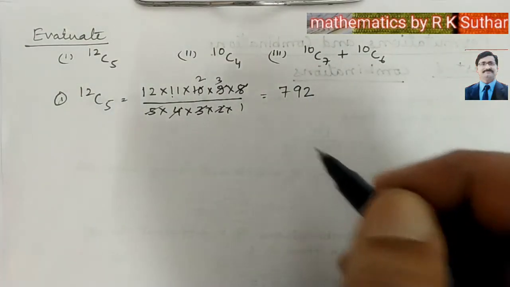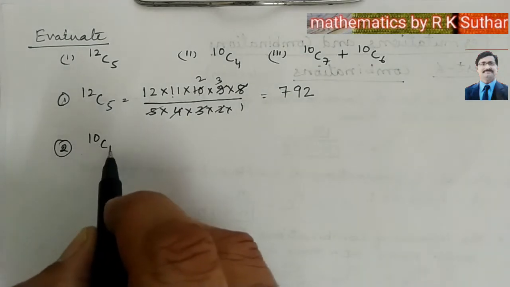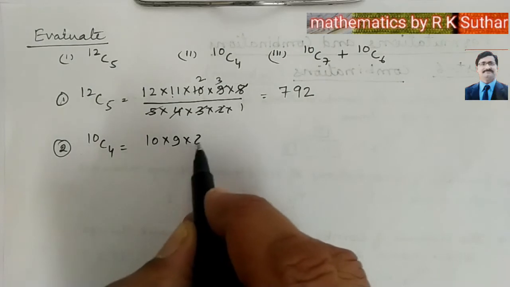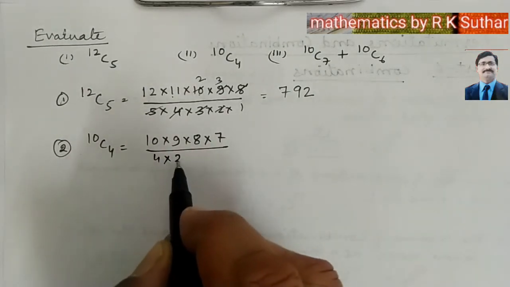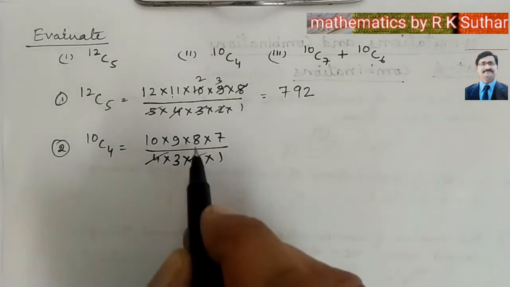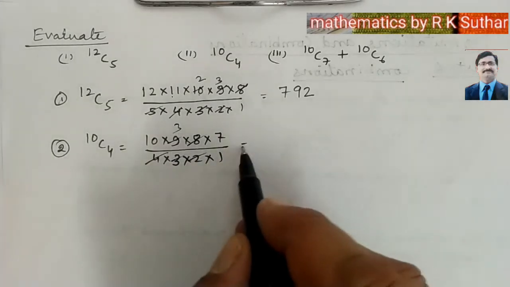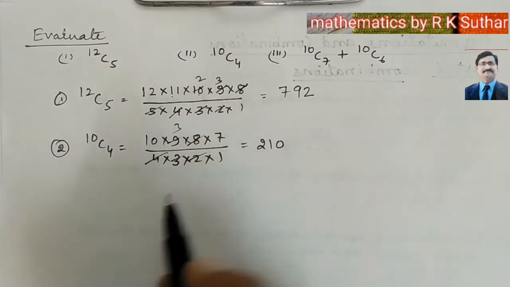Okay, now the second question is 10C4. 10C4 we can write as 10 into 9 into 8 into 7 upon 4 into 3 into 2 into 1. We can cancel 4 twos are 8, 3 threes are 9, and 7 threes are 21, and multiplying by 10, we get 210. So we get here 210.